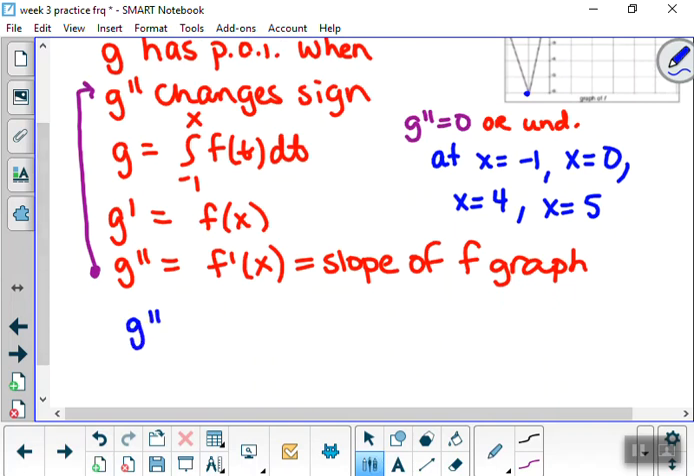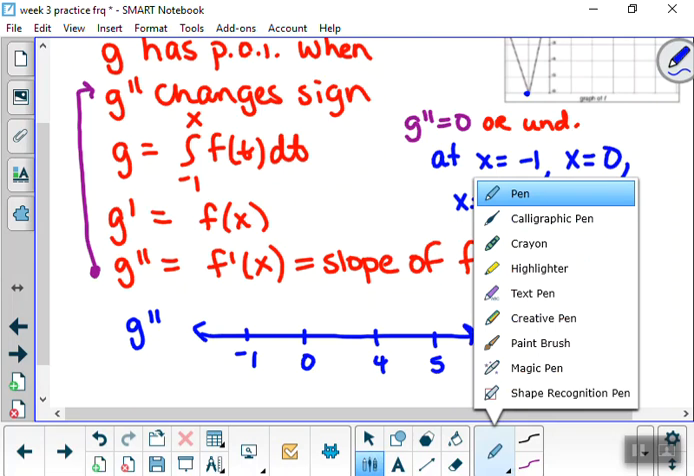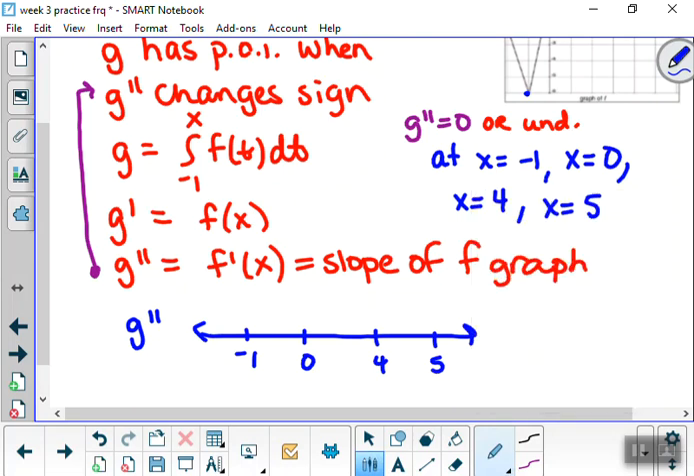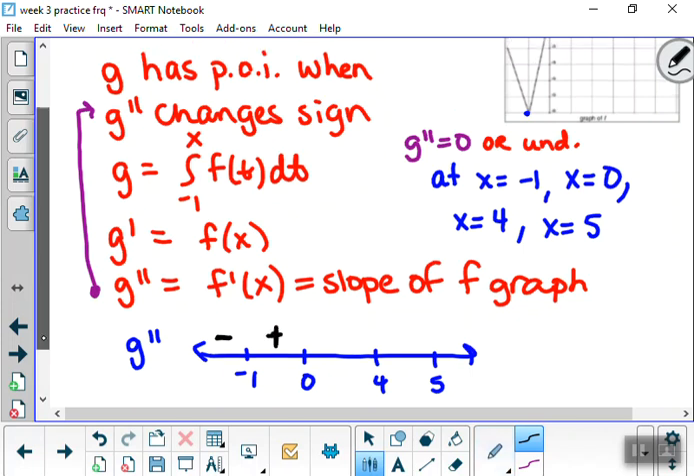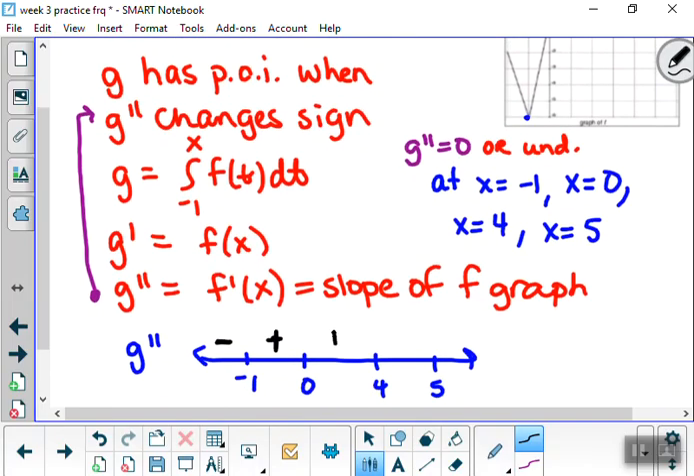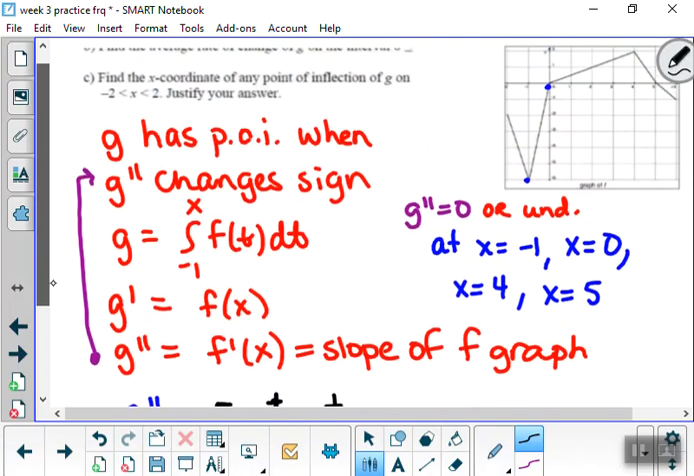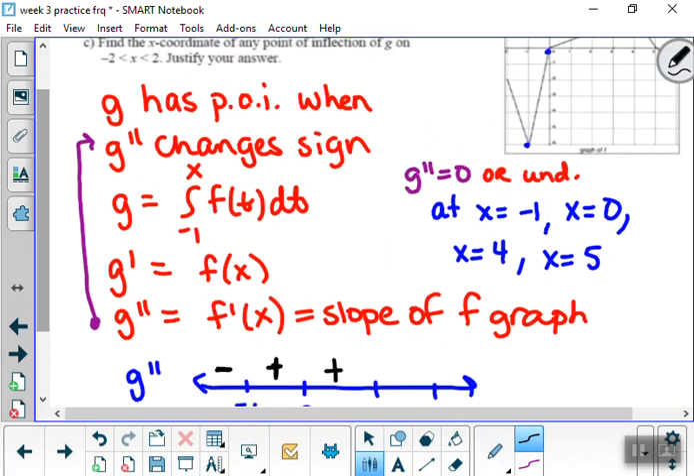Now, just having the number line is not sufficient. It's not enough to count as having the answers. You're going to have to talk about what the number line tells you. If I look at the graph, I have a negative slope and then a positive slope on either side of -1. At 0, left side and right side are both positive slopes. And then I have a negative slope and then another negative slope.